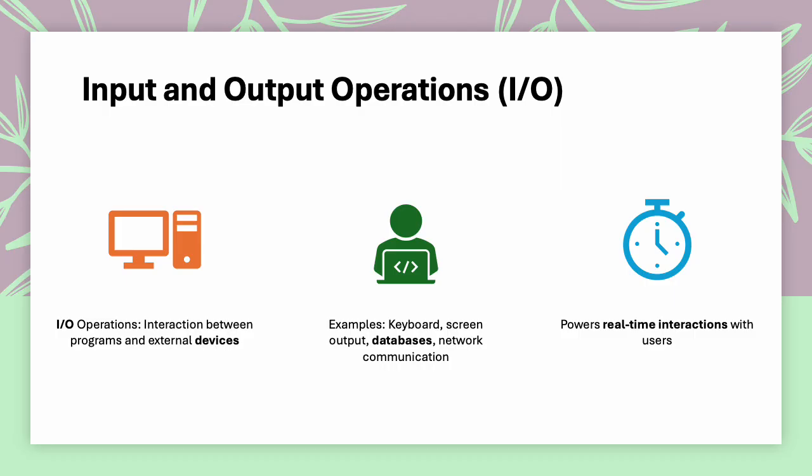Well, that brings us to input-output operations, or I/O for short. Input-output. So it's how a program communicates with the world outside of itself. Precisely. Think about when you type on your keyboard. The program receives those keystrokes as input, processes them, and then displays the text you typed on your screen as output.